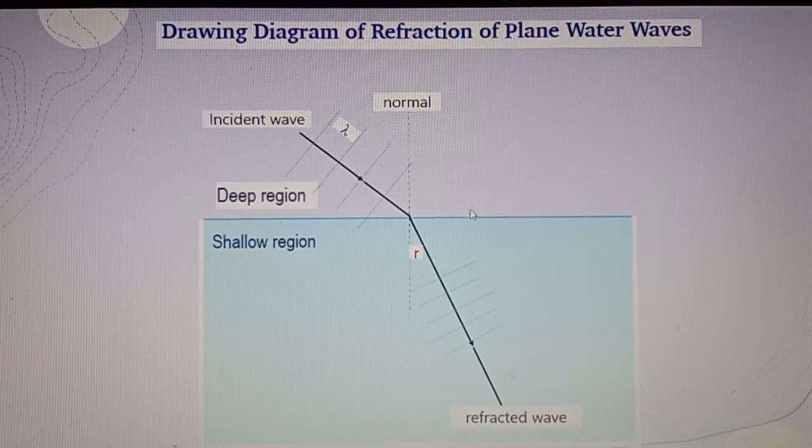So what else can we see from here? The angle between the normal and the incident wave is the angle of incidence. The angle between the normal and the refracted wave is the angle of refraction. So you can see here, when traveling from deep to shallow, the angle R is smaller than I.